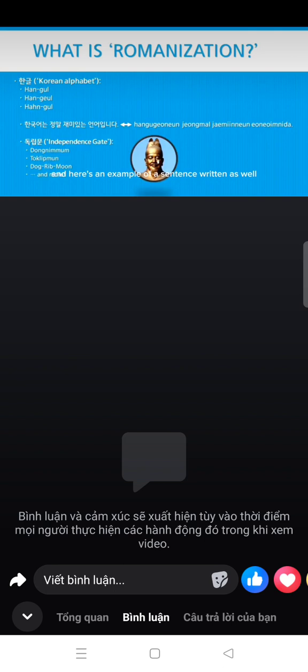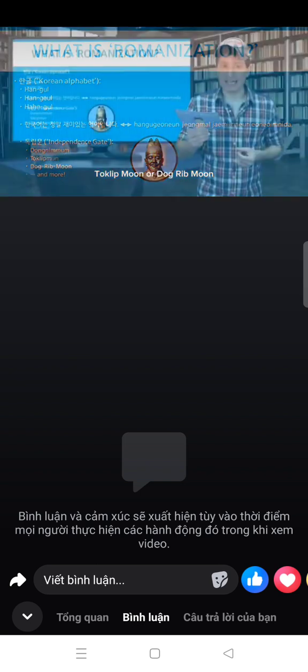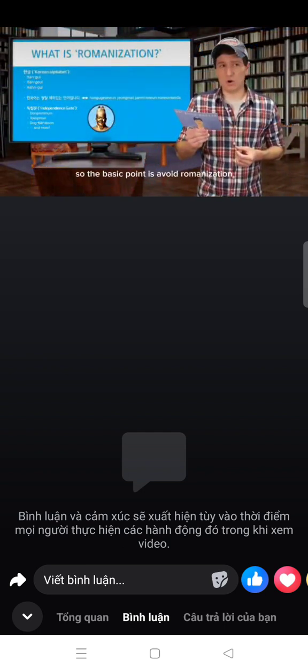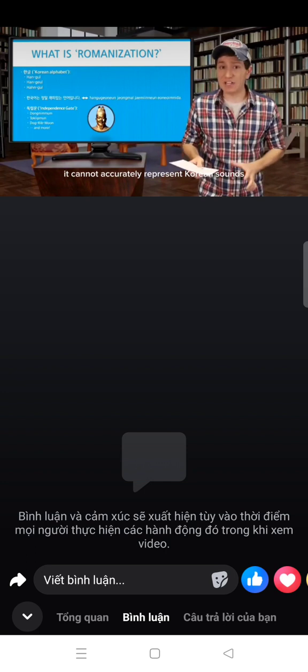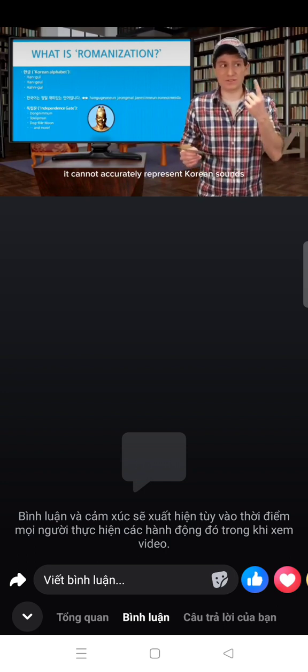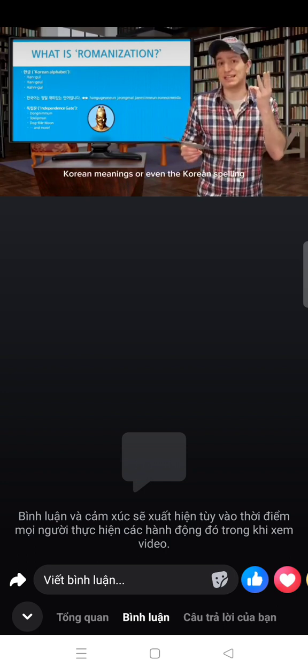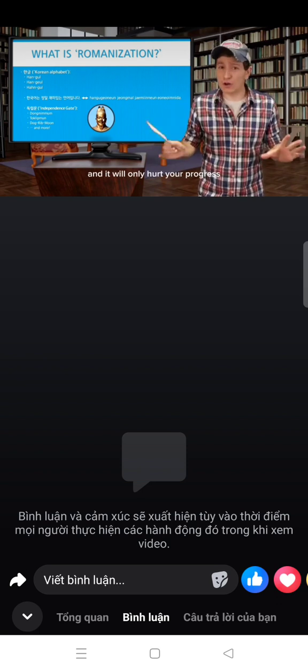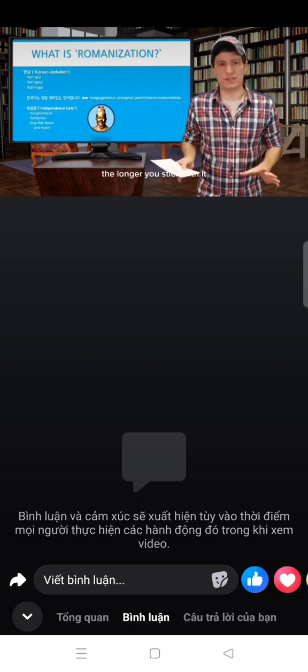한국어는 정말 재미있는 언어입니다. Written as, well, let's see if you can read that. And finally, 독립문 can be written in several different ways. And there are more. So the basic point is avoid romanization. It cannot accurately represent Korean sounds, Korean meanings, or even a Korean spelling, and will only hurt your progress the longer you stick with it.